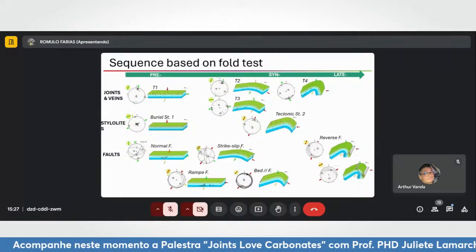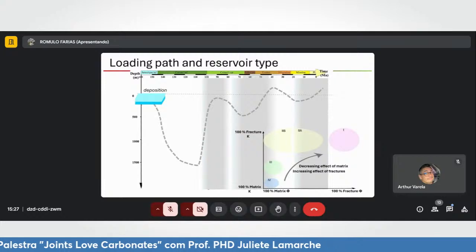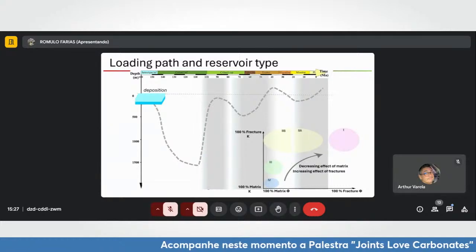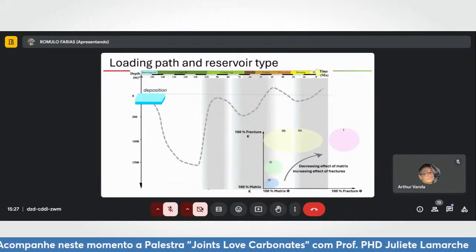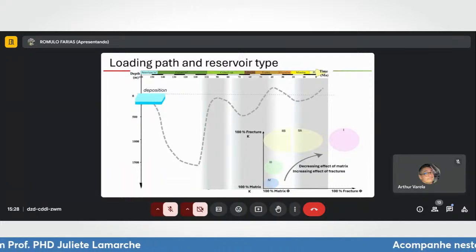And based on this, we can now compare to the loading uplift path of the rocks. So this is the time when the rocks deposited, and this is today. And the idea is to compare each time the state of the rocks in this diagram. This diagram is a Nelson diagram. This guy decided to classify the reservoirs depending on the matrix.